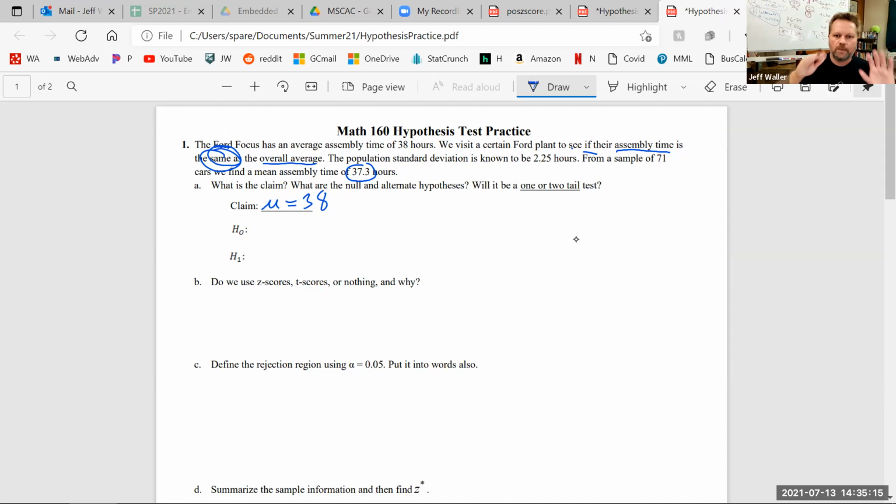Sorry, I just really want you to understand. You can't just go, well, it's less or it's not equal to. It's just a sample. It's got to be enough evidence. So where is this statement going to go? In the H0 or the Ha? It's going to go in the H0.